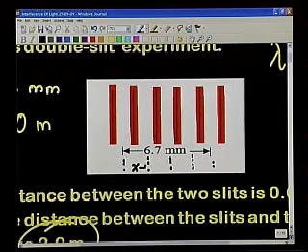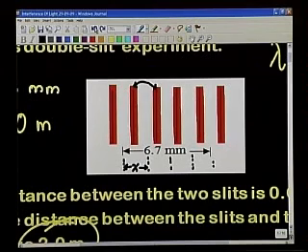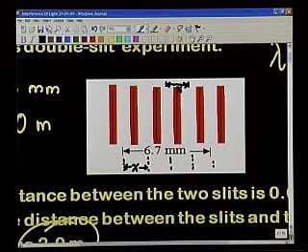This is x. In other words, x is either from here to here, this is x. Alright, so this distance is x. Or, if you do not want to use that, you can also take the other distance, which is from the center to the center of the dark fringe. Let's consider it as the dark fringe. So, this is also x.